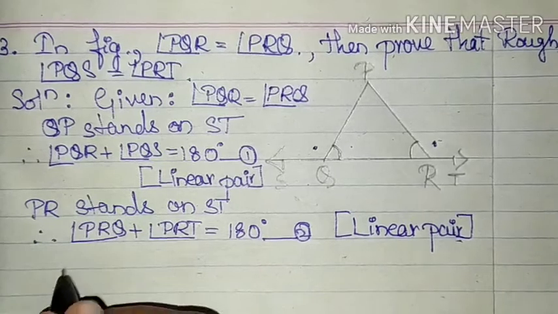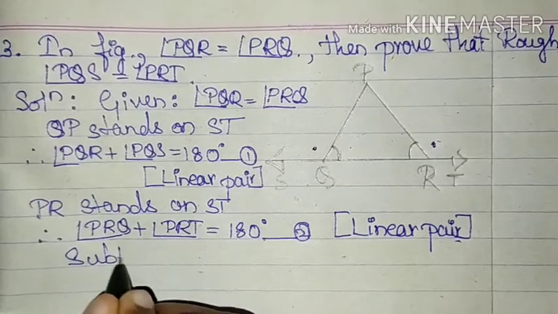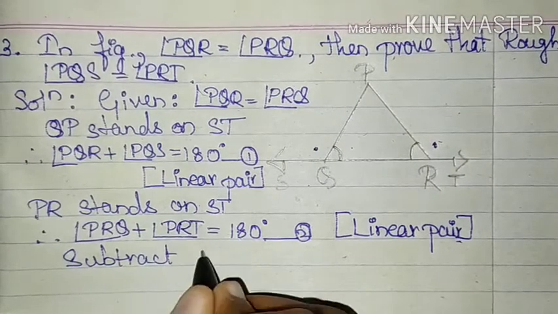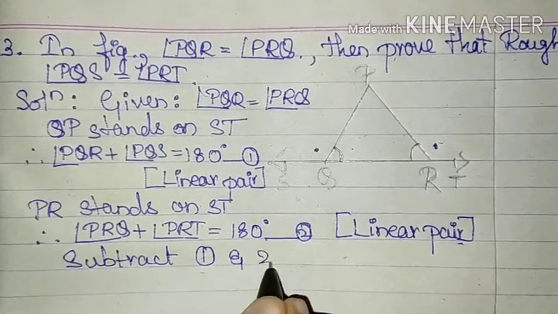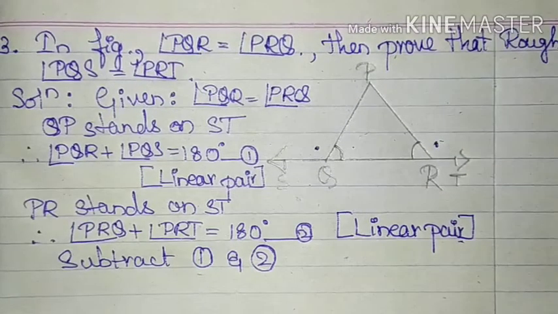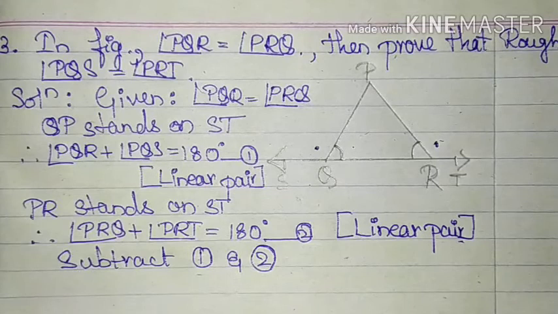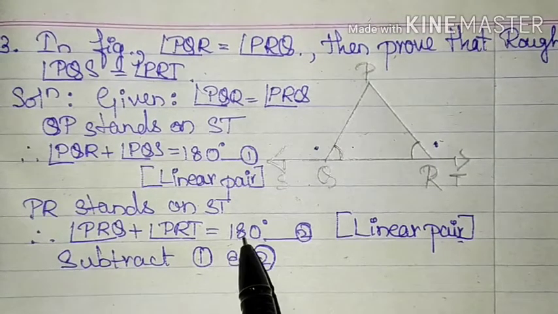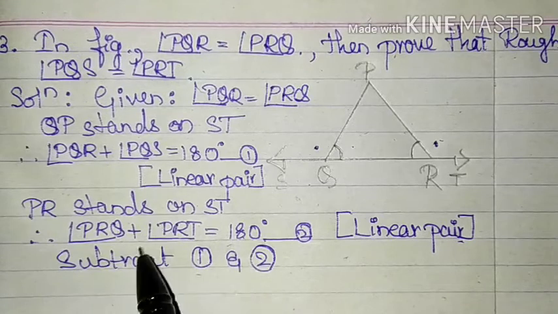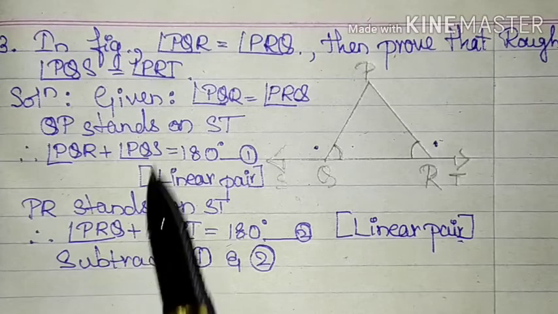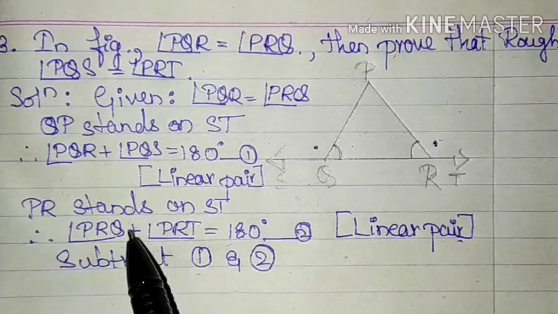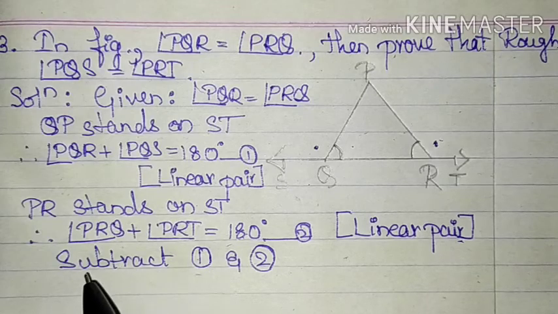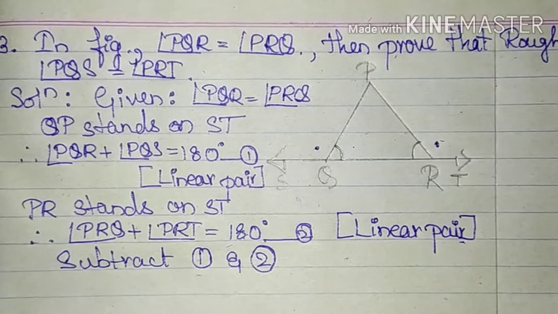So now subtract equations 1 and 2. Either you can subtract them or, from Euclid's first axiom, both the equations are equal to 180 degrees. When things are equal to the same things, they are equal to one another. We can directly equate them and cancel. Otherwise, subtract equations 1 and 2.